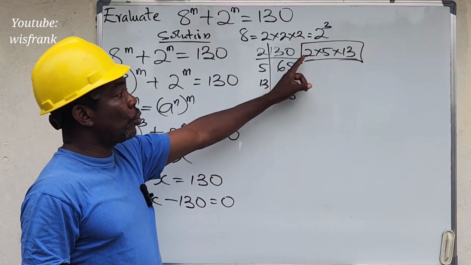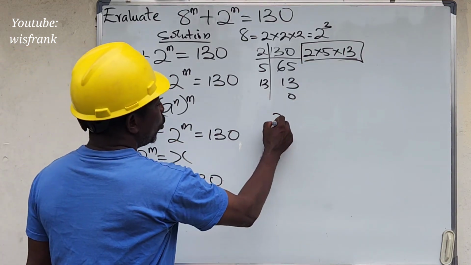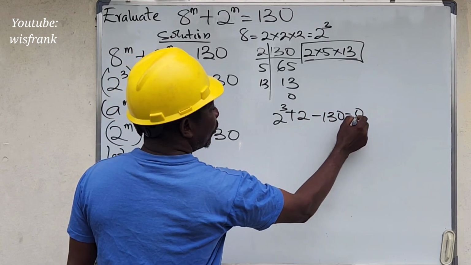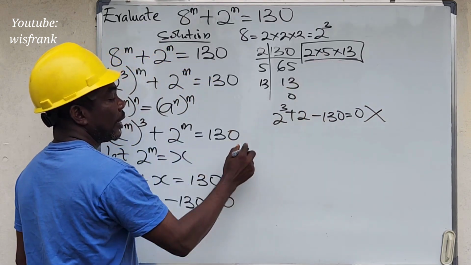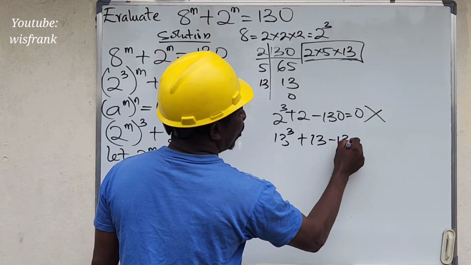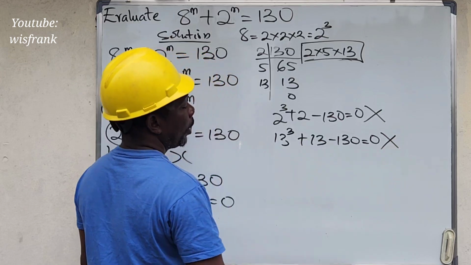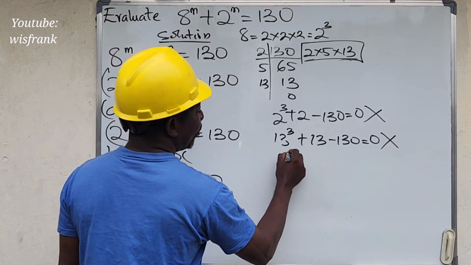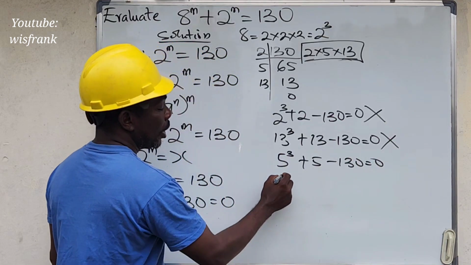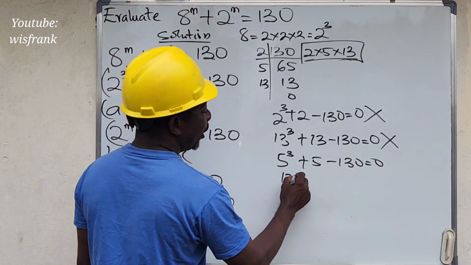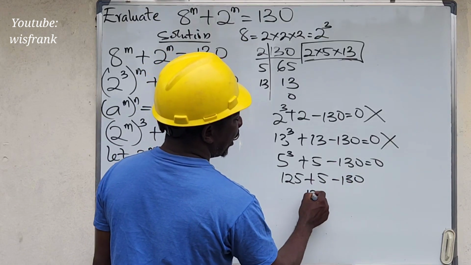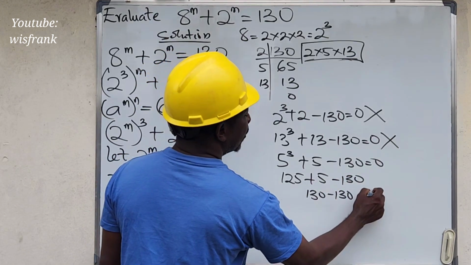So if we pick 2, we put 2 here. It will be 2 to the power of 3 plus 2 minus 130. Will it give us 0? No. Then we pick 13. 13 will be 13 to the power of 3 plus 13 minus 130. Will it give us 0? No. Then we pick 5. 5 is going to be 5 to the power of 3 plus 5 minus 130. Will it give us 0? Let's look at it. 5 to the power of 3 is 125, plus 5, minus 130. When we add this, 130 minus 130 will give us 0.